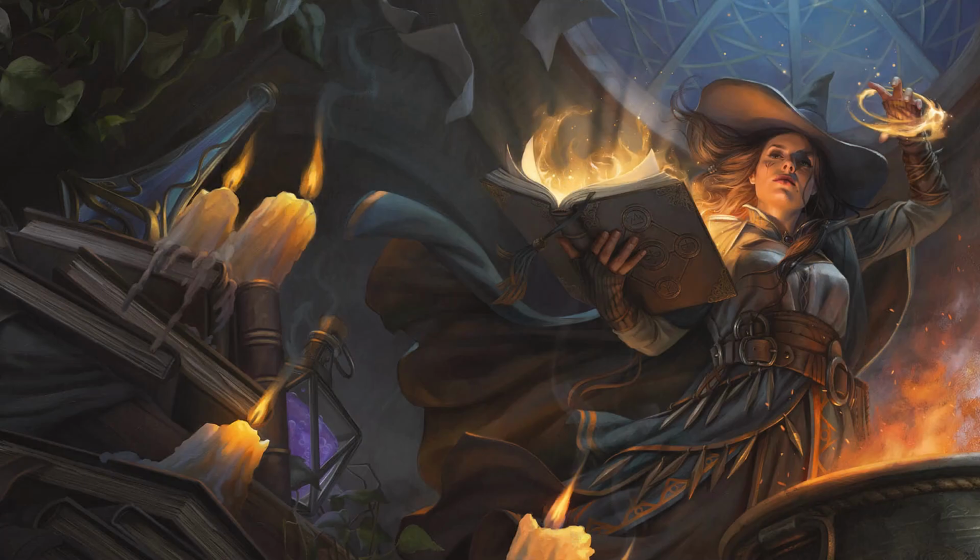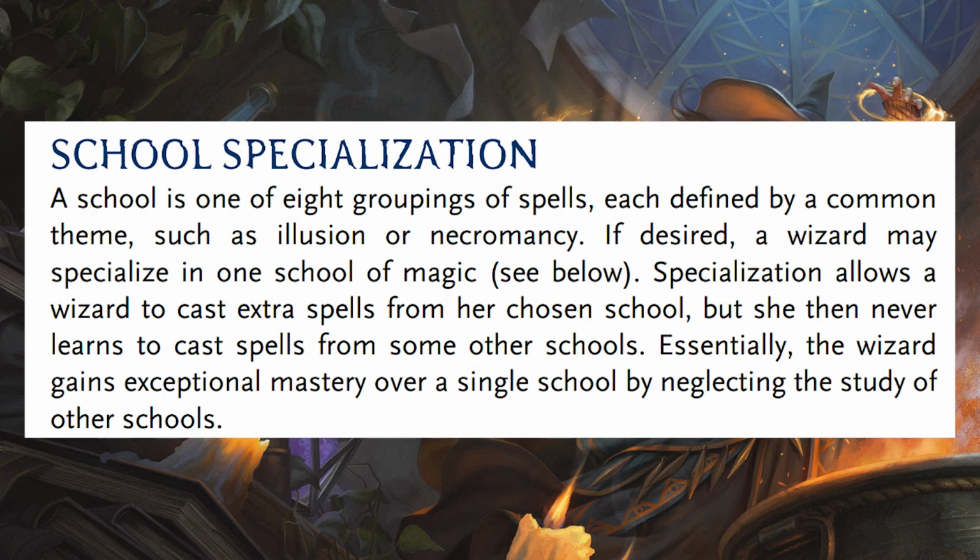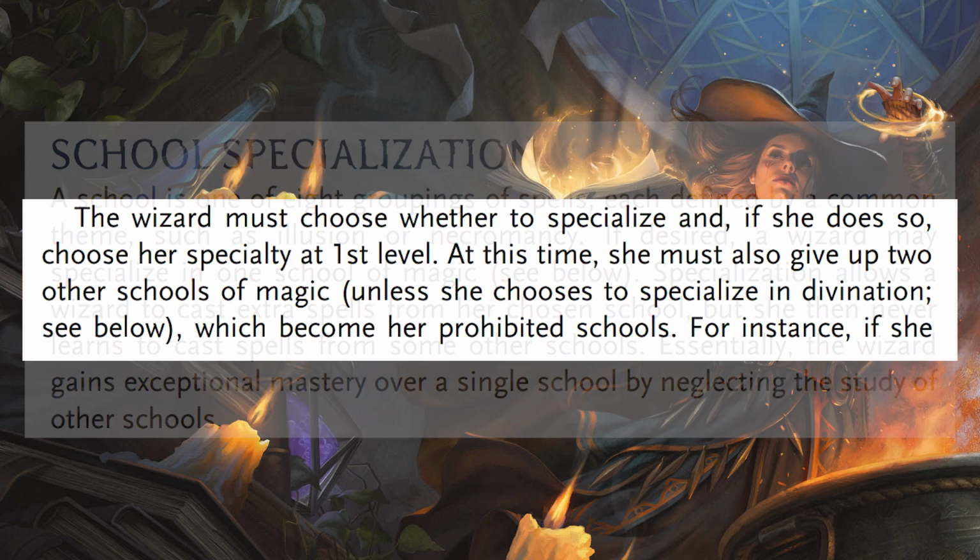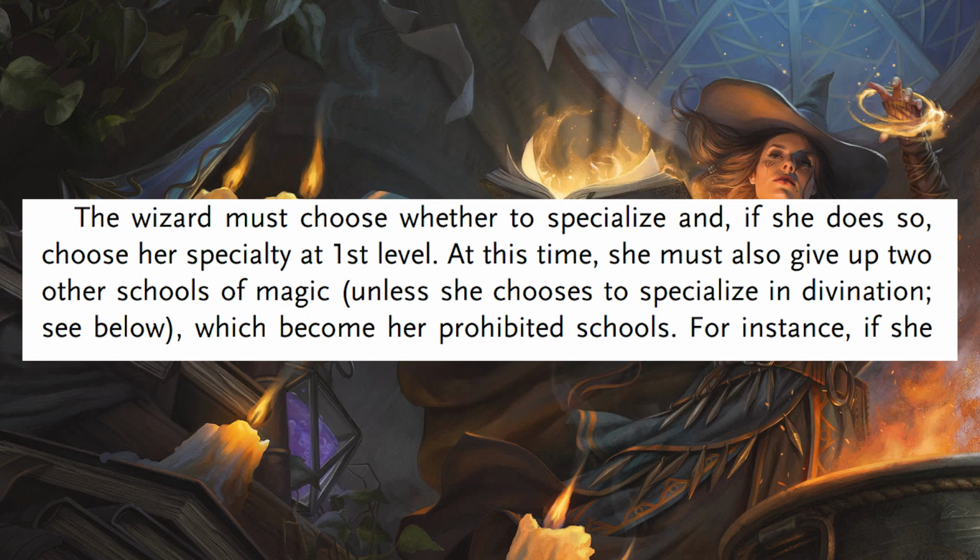3rd edition maintained the ability to specialize in a particular school of magic, similar to the system that existed in 2nd edition, but did away with the idea of opposing schools. Instead, if you chose to specialize in a school of magic, you had to choose any 2 other schools that you could not gain any spells from.